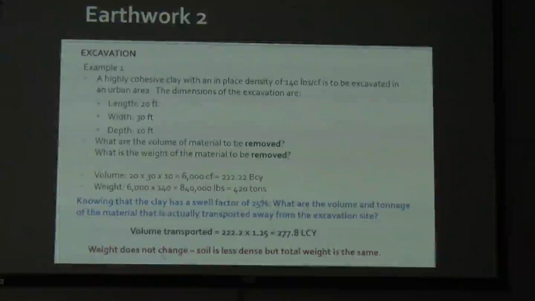Again, the weight does not change. The total weight of the soil doesn't change. The soil is less dense and has a lower density, but the total weight is the same. So we'd still be transporting 420 tons of material, but we'll be transporting 277.8 cubic yards of material instead of the 222.2 bank cubic yards.